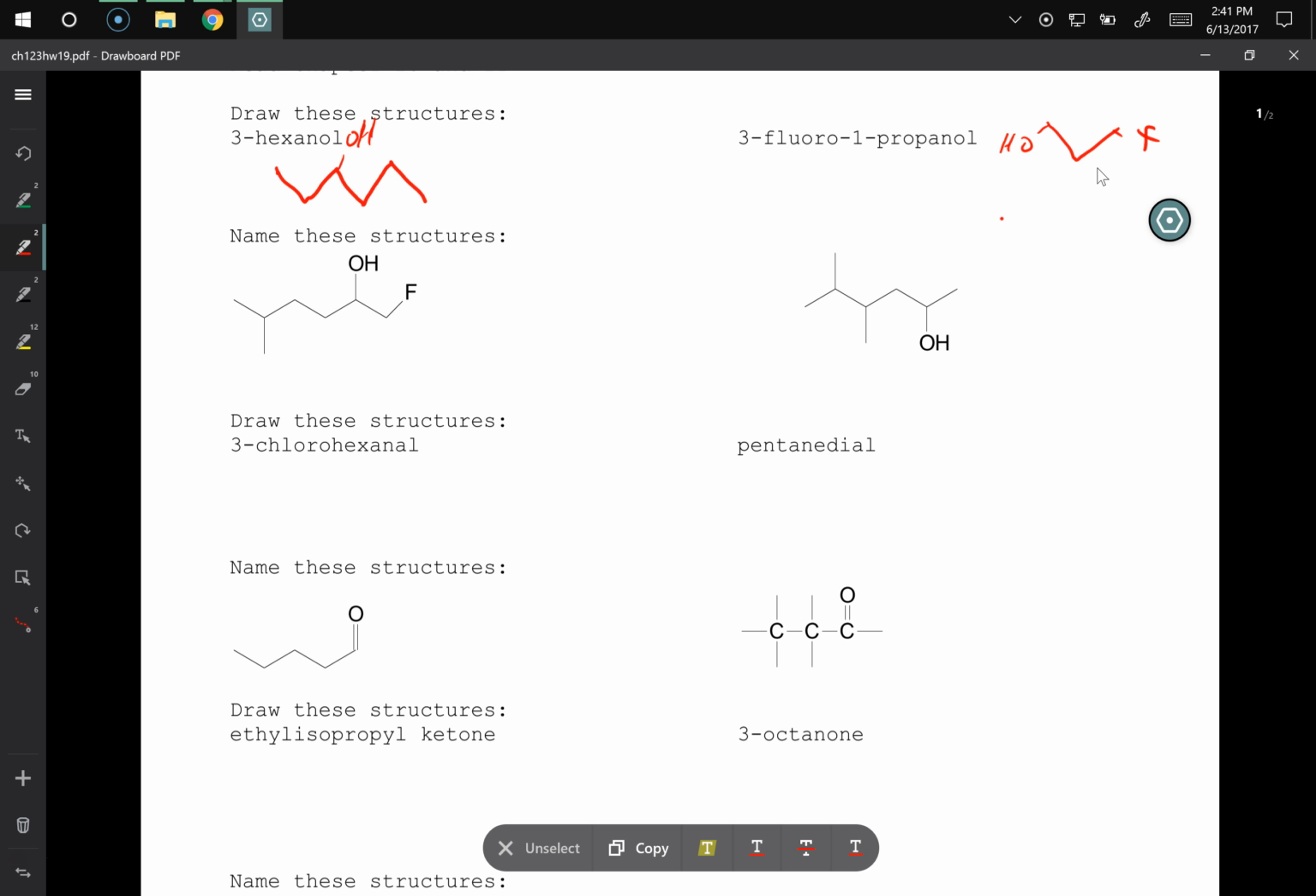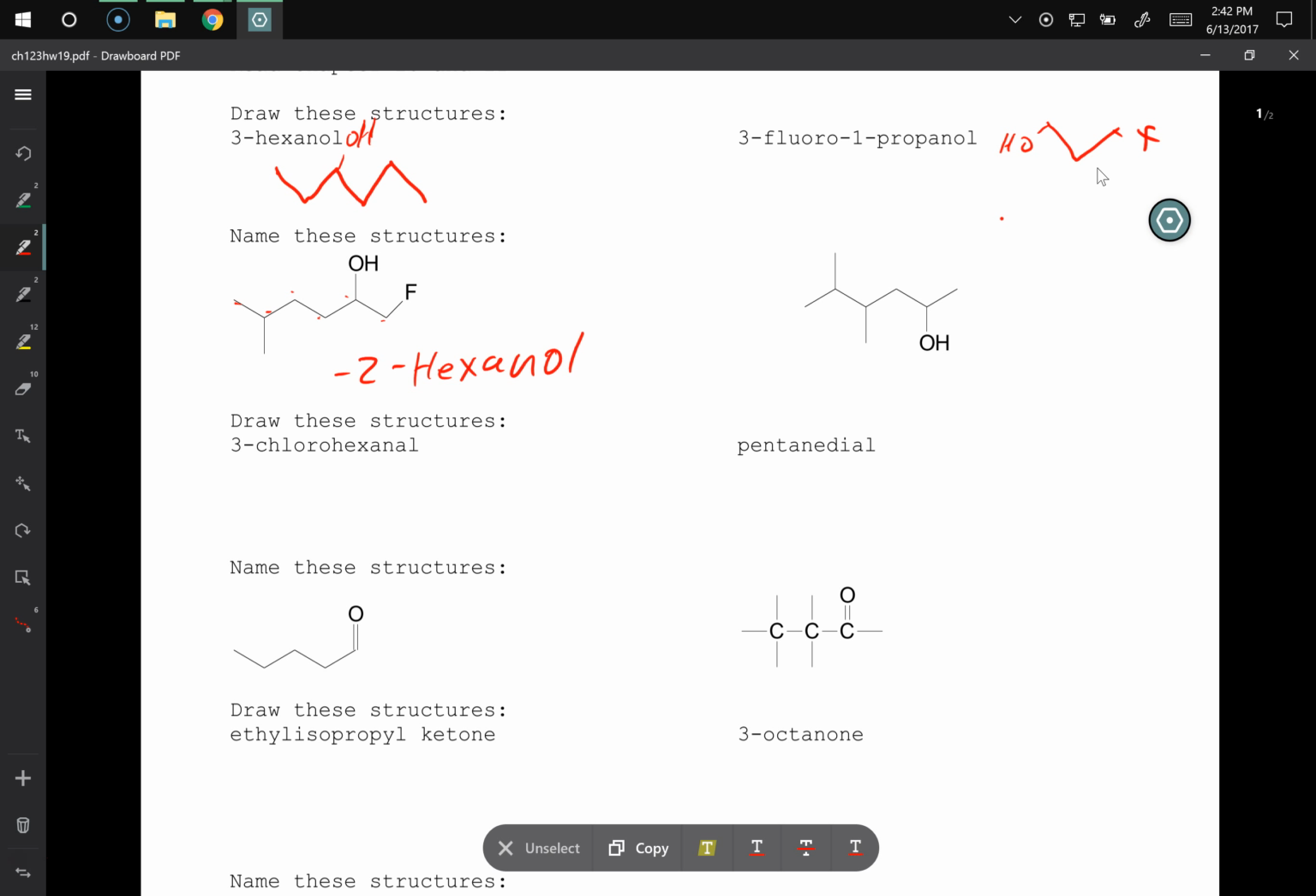So what's the root for this next one? One, 2, 3, 4, 5, 6. So, hex. And what are we going to name it for? An alcohol. So it's a hexanol. What's that 2 telling you? Where the alcohol group is.